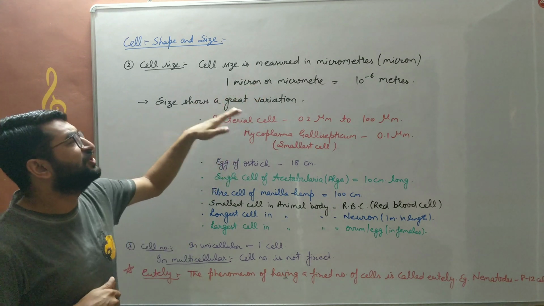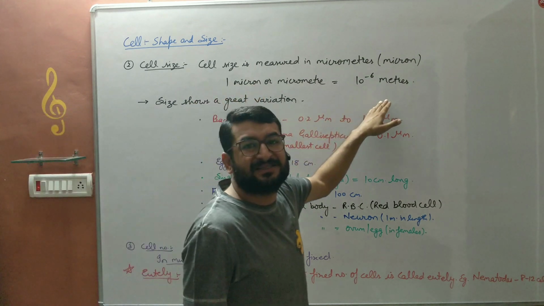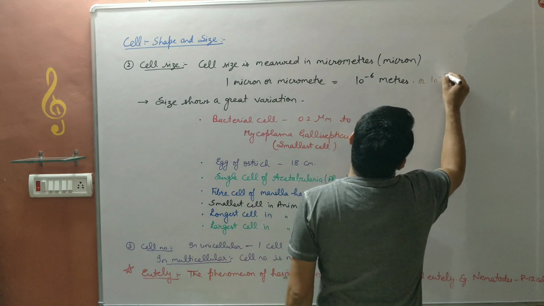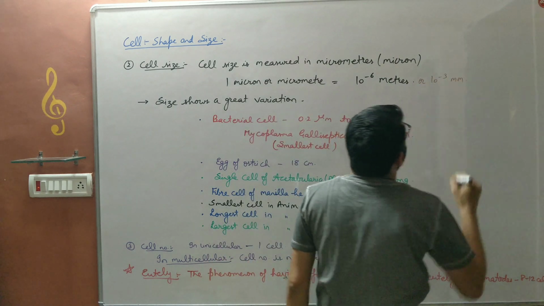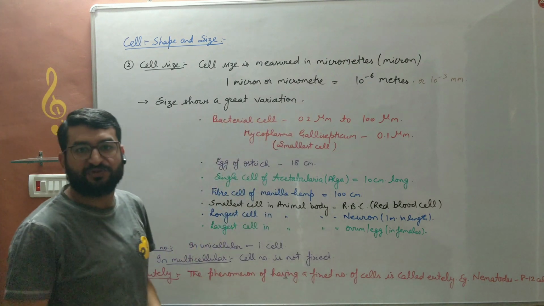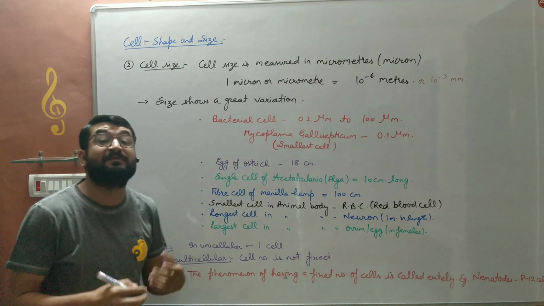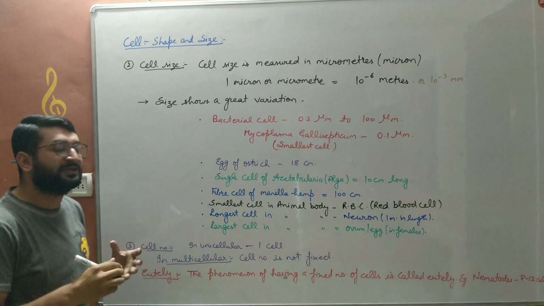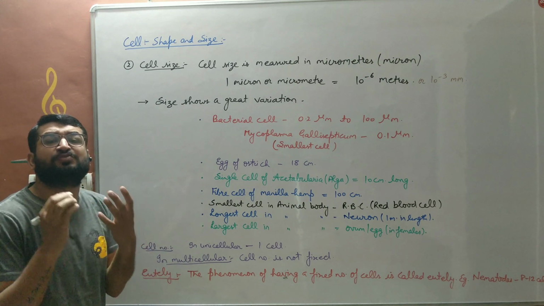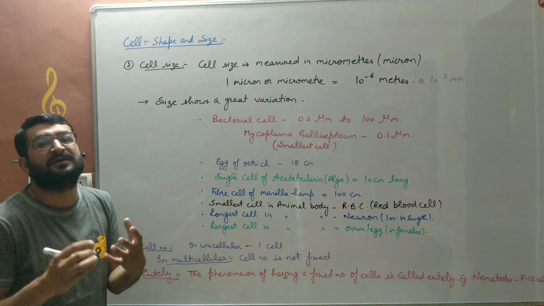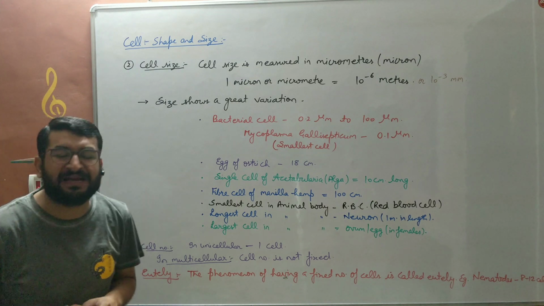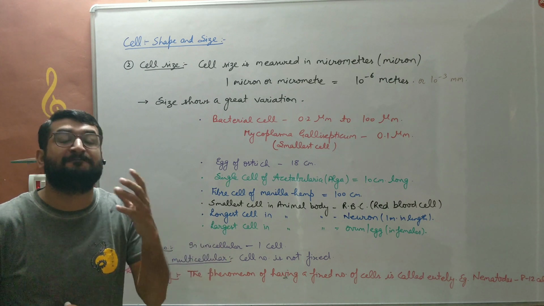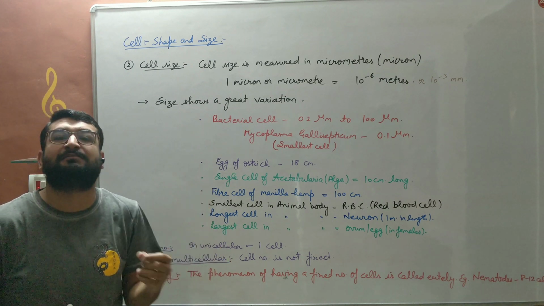1 micron is equal to 10 raised to the power minus 6 meters, or you can say 10 raised to the power minus 3 millimeters. This is the unit in which we measure a cell. A cell is measured in micrometers. It's a very, very small unit, as the size of a cell is very small. Cells are microscopic. We cannot see them with our naked eyes. To observe them, we require a magnifying device named a microscope.